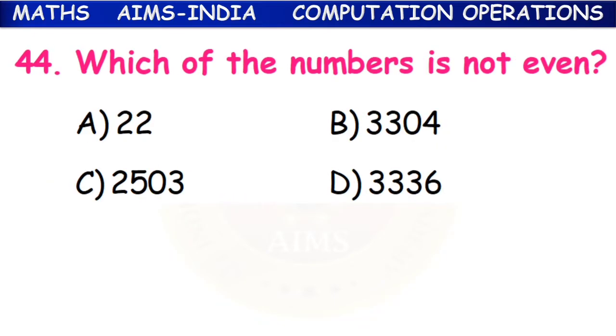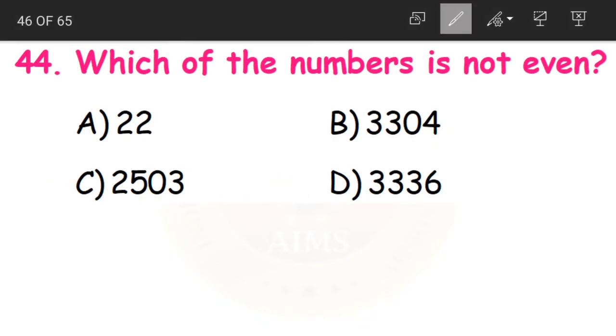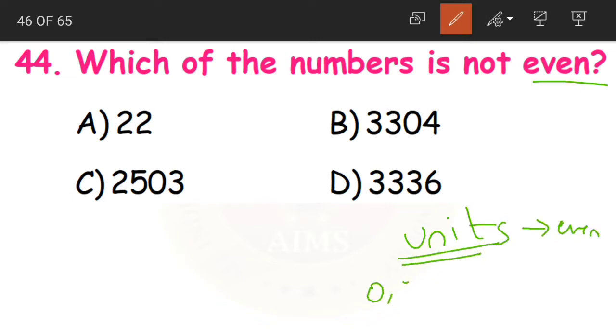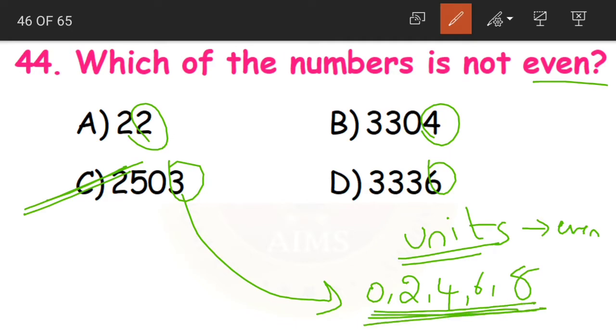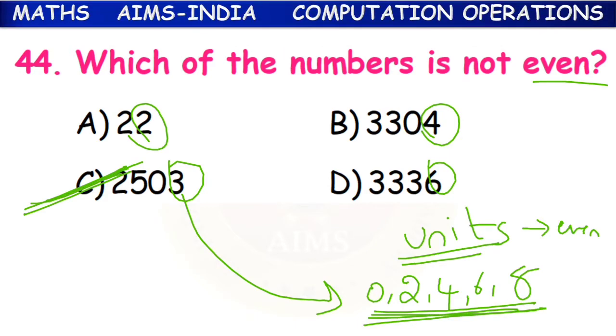Yes. Next, which of the following numbers is not even? Now what is the condition for an even number, children? The digit in the units place should be an even number. That is, it should be either 0, 2, 4, 6 or 8. If you look at all the units places of the given numbers, only option C is not having one of these even numbers. So option C is not an even number. It is an odd number.